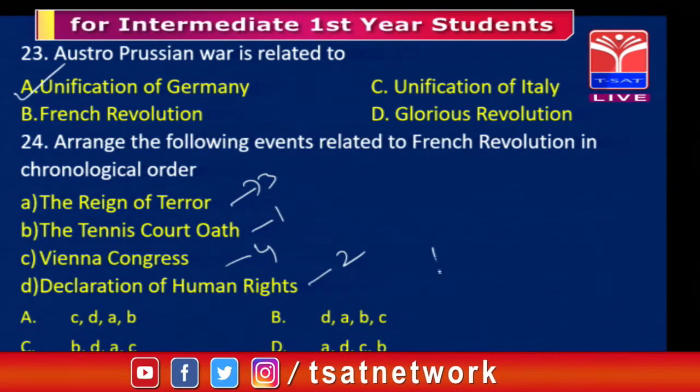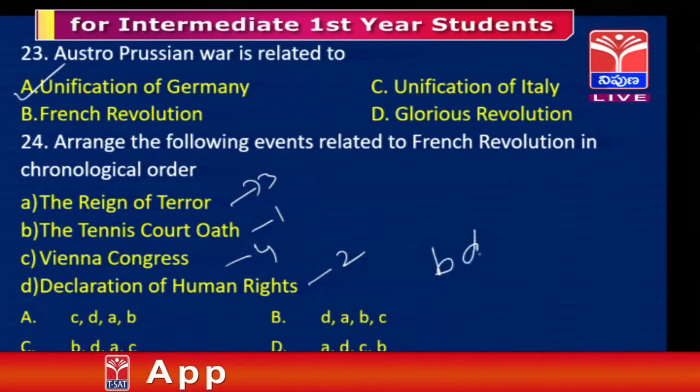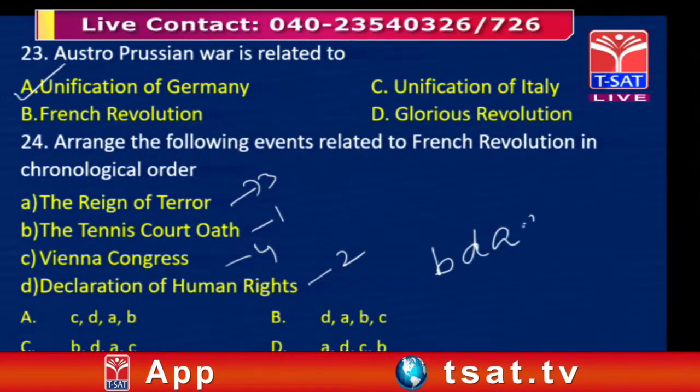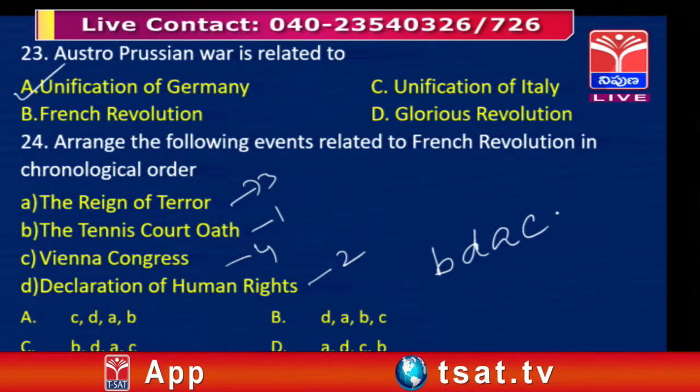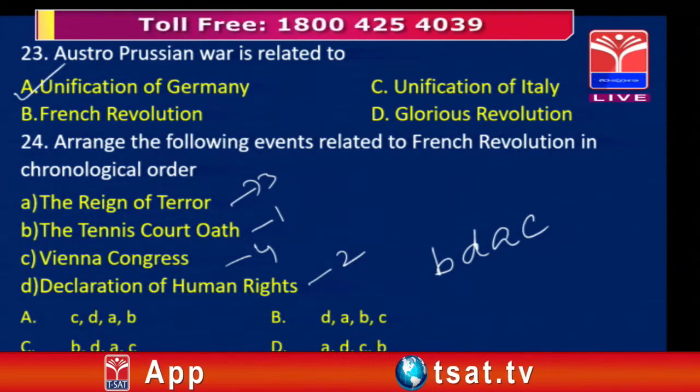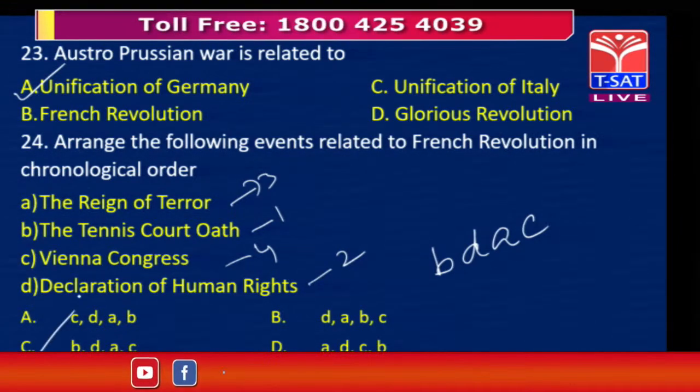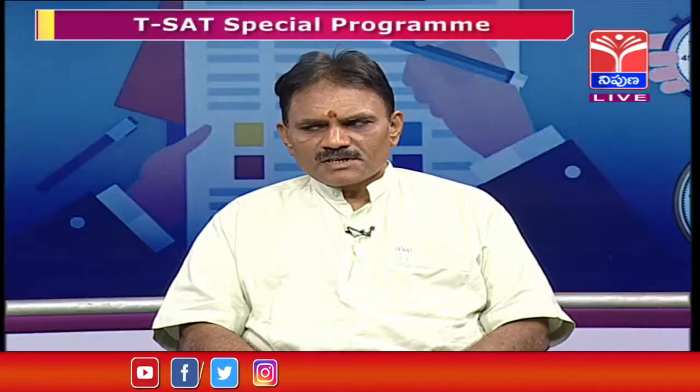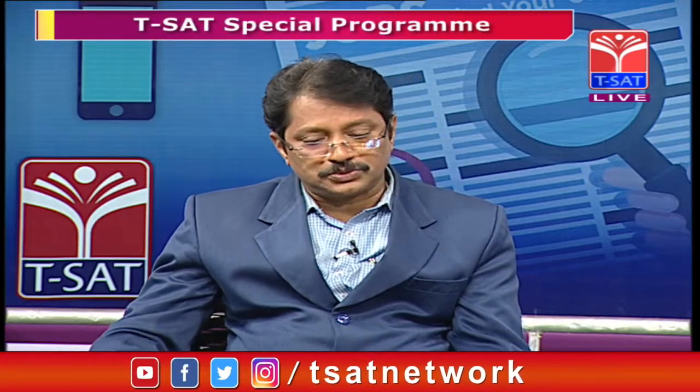So it is D, D, A, and C. DDAC is the correct answer, so option C is the correct answer for this. It is the best example: the question is purely based on chronological order. The question asked to arrange in chronological order. So this is very important for the different historical events.